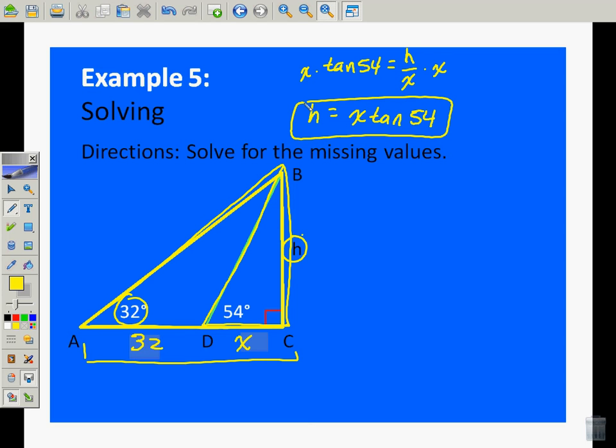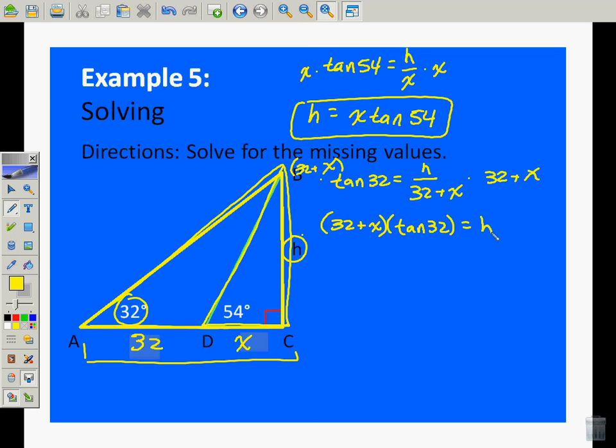The tangent of 32 is equal to h over 32 plus x. Watch how beautiful this is when this is in motion. I'm going to multiply by 32 plus x because I'm going to start solving here. So 32 plus x. Watch what happens. 32 plus x times tangent of 32 is equal to h. Wow. If you haven't noticed yet, I have two things that are equal to h.